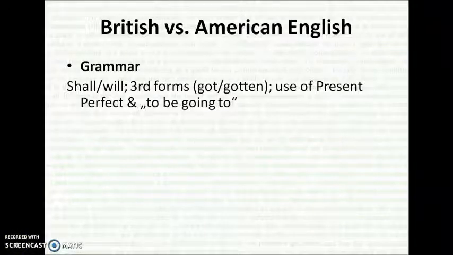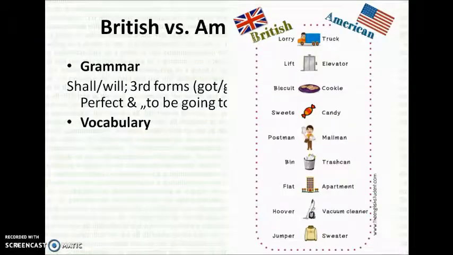Another difference between British and American English is in vocabulary. For example, while a Brit would say lorry, an American would say truck. In Britain, they say lift. In America, they say elevator. In Britain, when you have a sweet tooth, you buy a biscuit. In America, you would eat a cookie. Or in Britain, you might get some sweets, while in America, you would get candy.